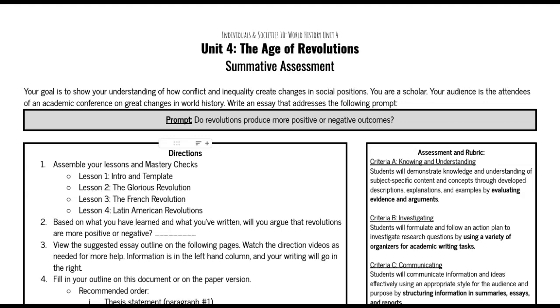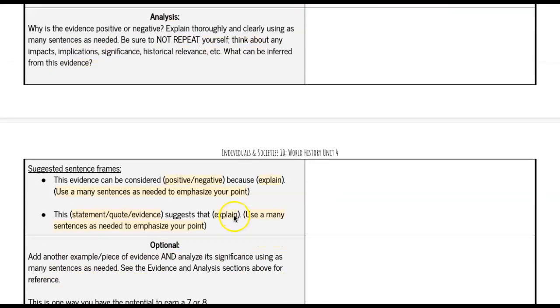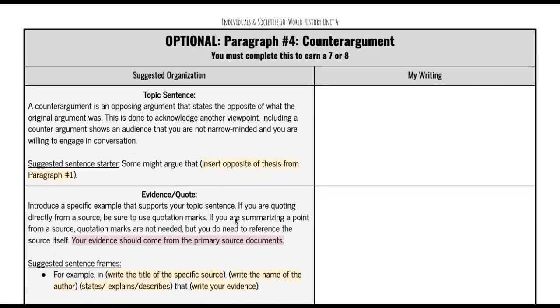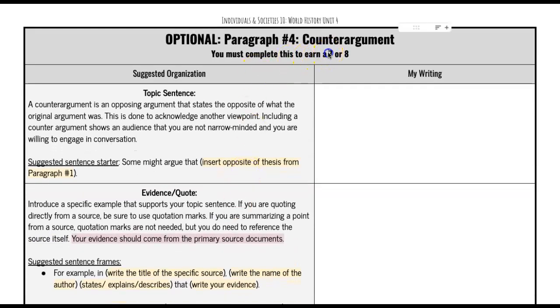This is for the Unit 4 summative assessment on the Age of Revolutions. So if you're doing this paragraph, you understand that this is optional, meaning you do not have to do it. However, if you want to earn a 7 or an 8, this would be required to earn that 7 or 8. So we're looking at this optional paragraph about the counter argument.